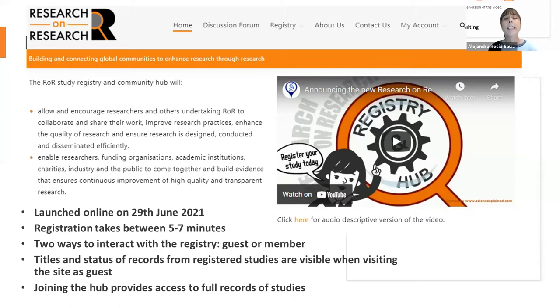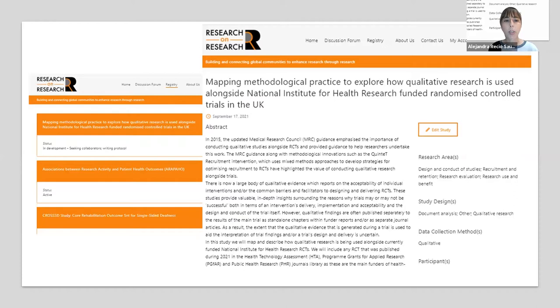Now, there are two ways to interact with the registry. One of them is through as a guest, which allows you to just see the list of records that have been added to the registry, but no more. And to encourage the build-up of the community, we ask people to register to the hub. And when you are part of that, then you have access to every other detail attached to a study or the record of a study.